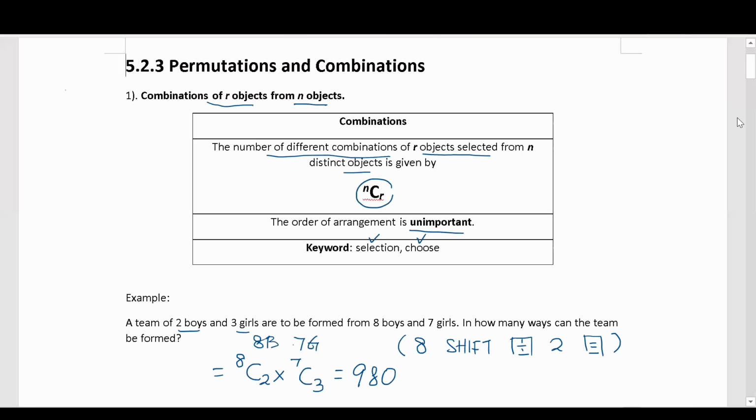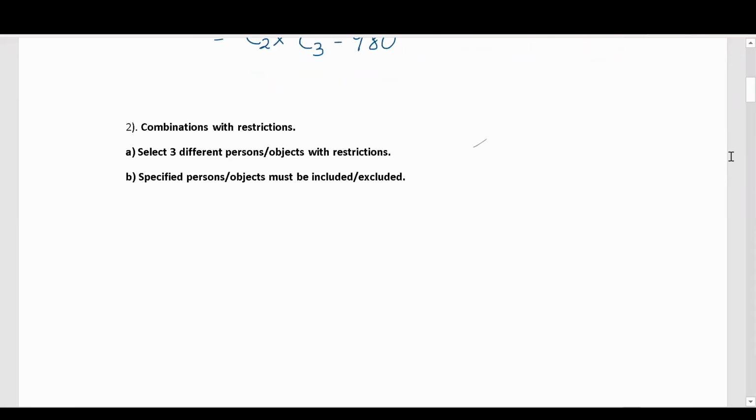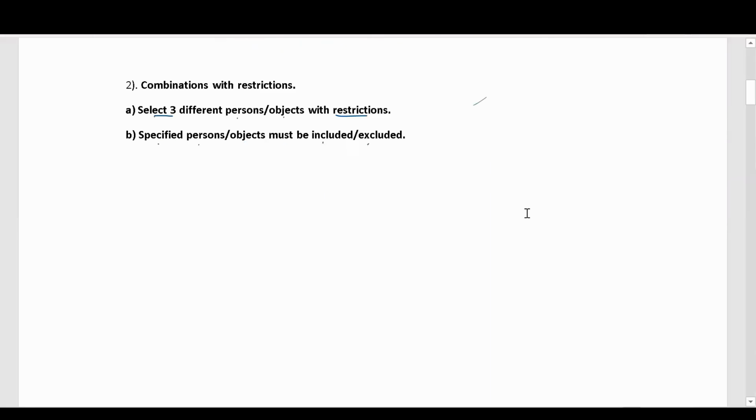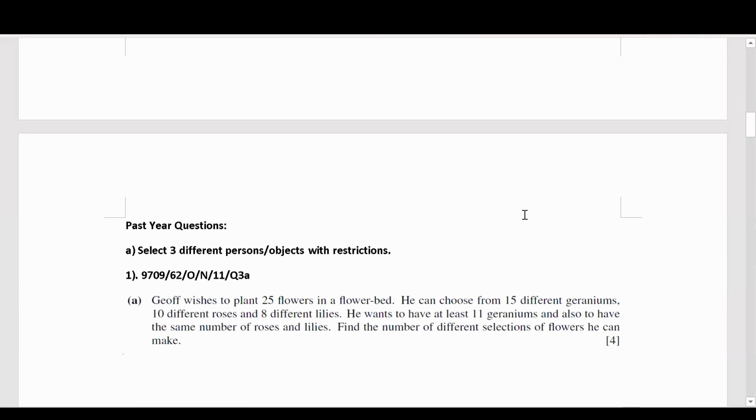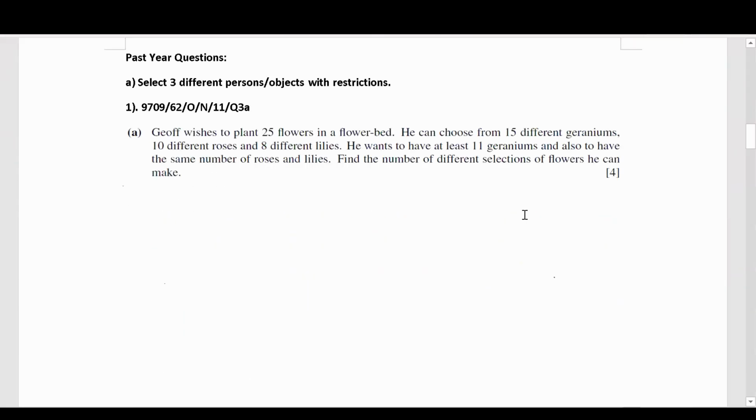Now we will look at some past year questions. When we are using nCr in past year questions, I find the question would like to ask about selecting 3 different persons or objects with restrictions, or the specific persons or objects must be included or excluded. So we are going to discuss the questions that focus on A, selecting 3 different persons or objects with restrictions.